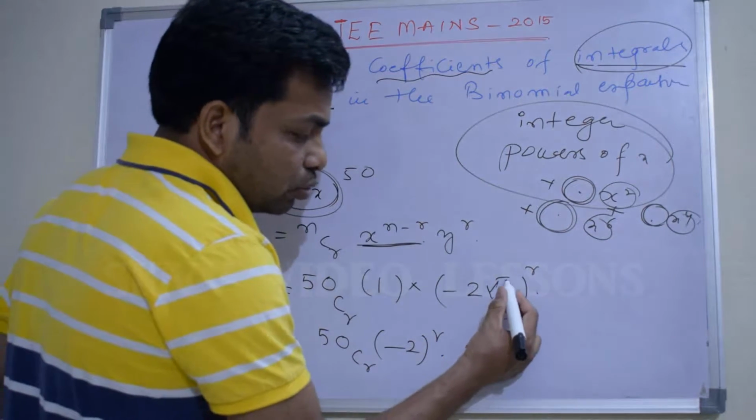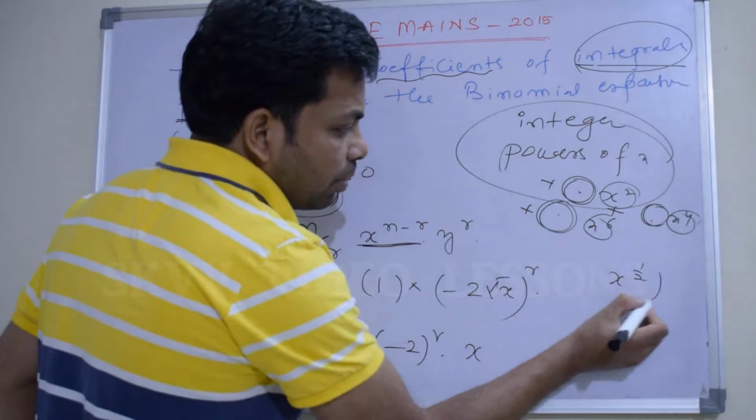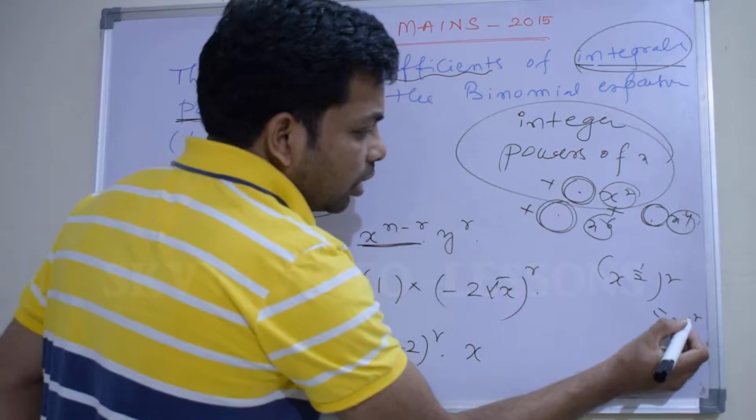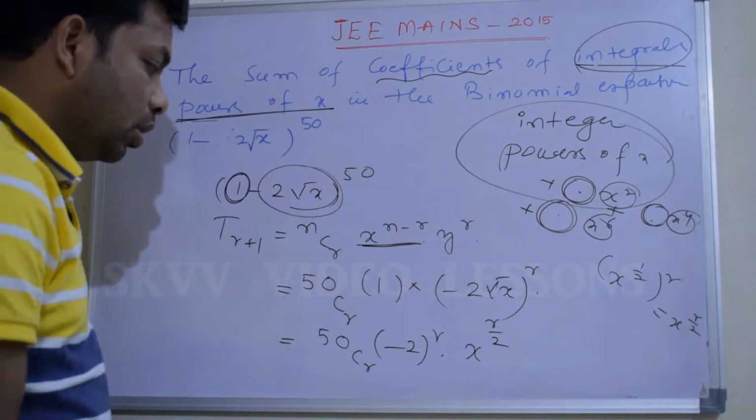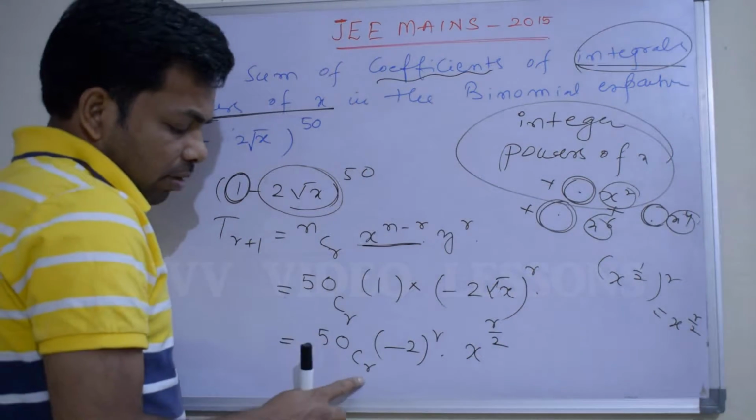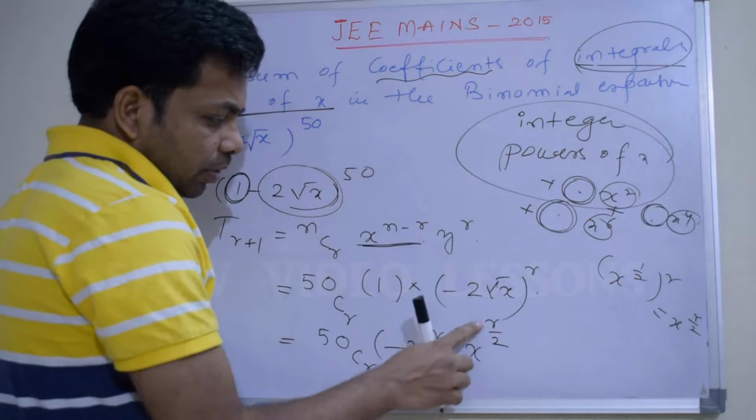x to the power of, now you see, root means what? x to the power of 1/2, to the power of r. What is that? x to the power of r/2. So copy that, x^(r/2). So 50Cr (−2)^r x^(r/2).